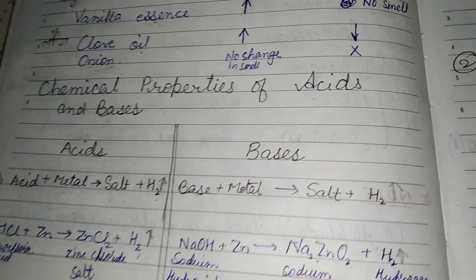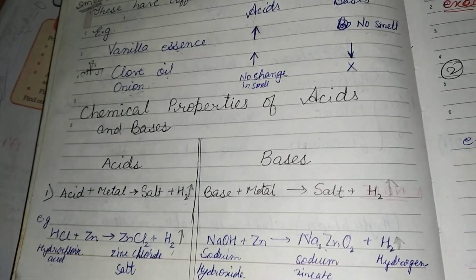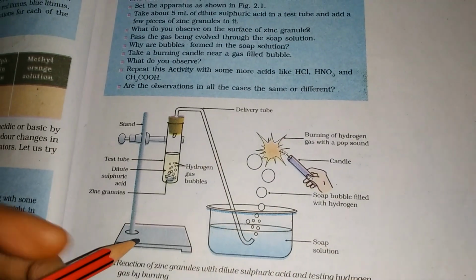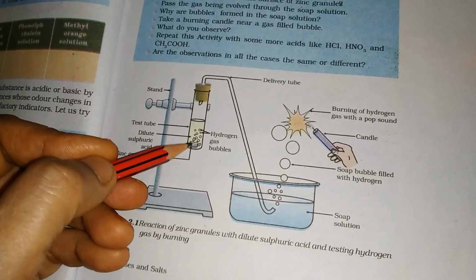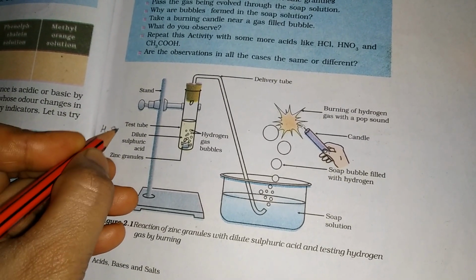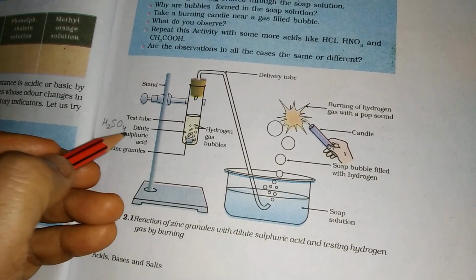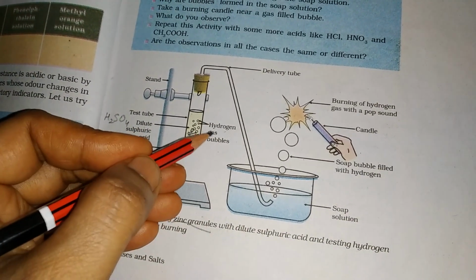So in our book, it is given how we can show it by performing an activity. So let's see an activity in the book. This is the activity. Okay, here in this test tube, sulfuric acid is taken, H2SO4, in dilute form. Dilute form means more amount of water is there, less amount of sulfuric acid. When zinc granules, zinc metal, are added to it, hydrogen gas is coming out.